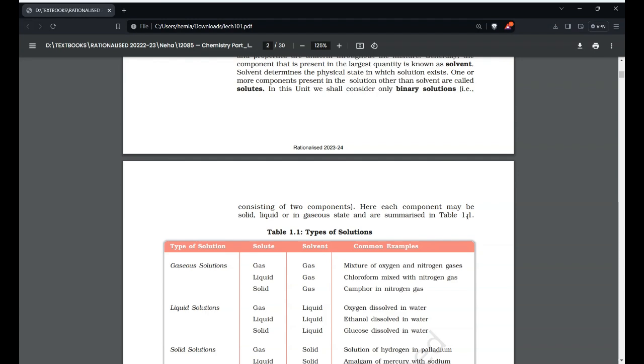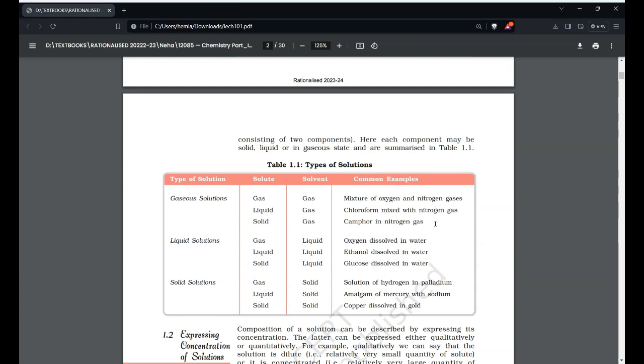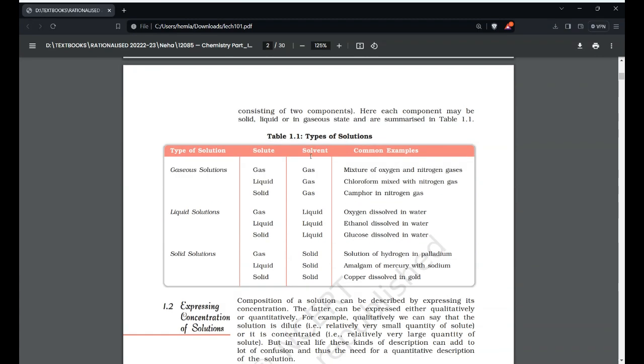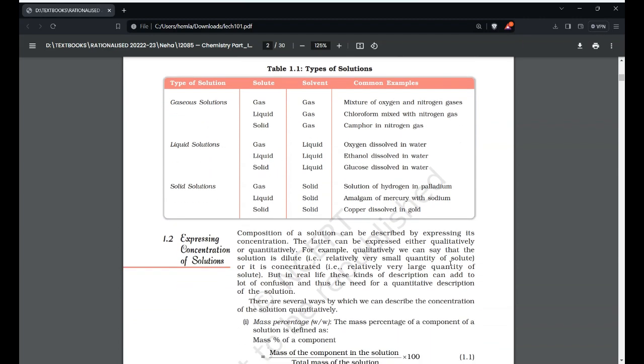Here, each component may be solid, liquid, or in gaseous state and are summarized in this table. Oh, well, this table is important for MCQs. Like, the whole examples thing, like gas, solid, solution of hydrogen and palladium, like, they can tell you that maybe ऐसा ऐसा solution है, that liquid solution, इनमें से which of these is liquid and liquid solution. I think it's easy, but it may come for a mark in boards.